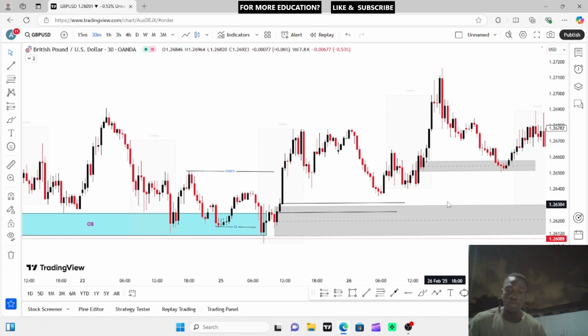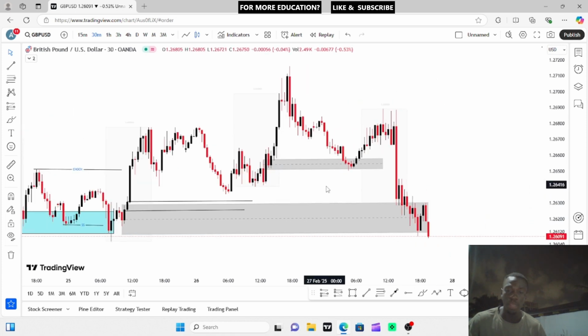Alright, now we are expecting price to come into this zone, then we take the buy. So if price comes there, we look out for confirmation, and you can see when price came into the zone, we were expecting a change of character.